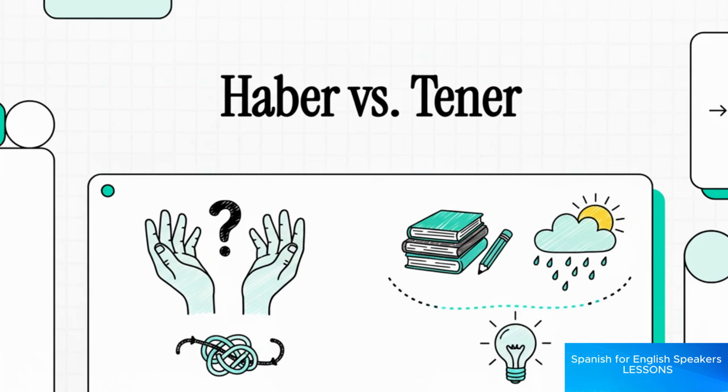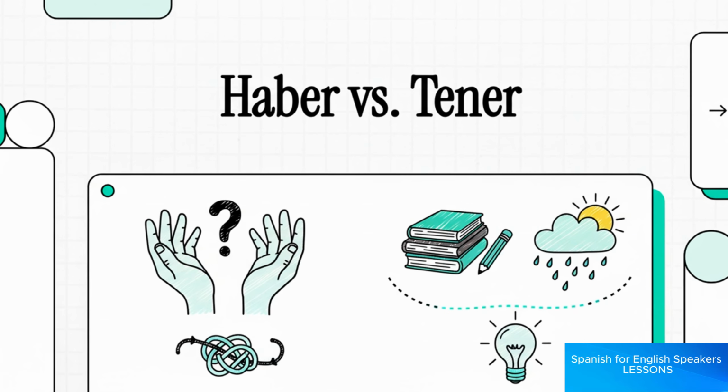Hey everyone, and welcome. So if you're learning Spanish, I'm willing to bet you've hit this exact wall. Two verbs, haber and tener, that both seem to mean to have. It's one of the most common stumbling blocks out there. But don't worry, today we're going to finally untangle this thing for good.